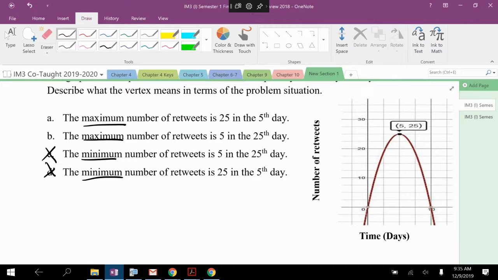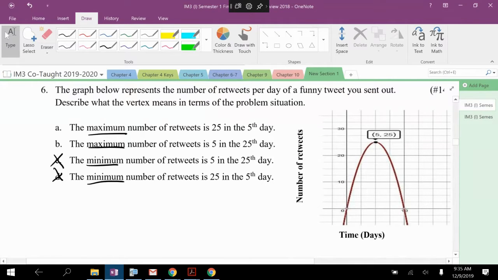Okay. Well, it says describe what the vertex means in terms of the situation. Well, here are your X values. X values are days. And your Y values are retweets. Okay, so it's asking, the graph below represents the number of retweets per day of a funny tweet that you sent out. So is the max number of retweets 25 at the 5th day, or is the max number of retweets 5 at the 25th day? It's the 5th day, very good.